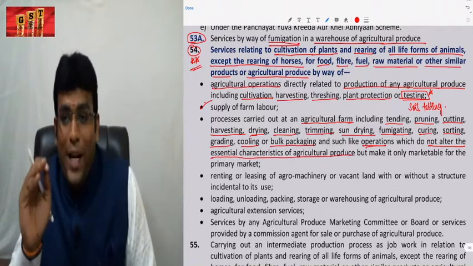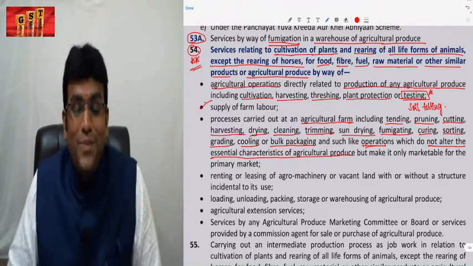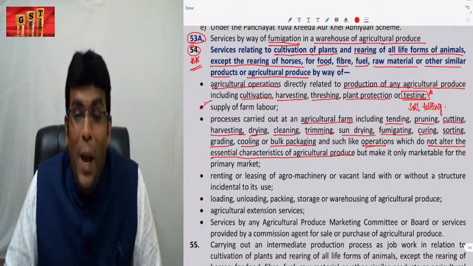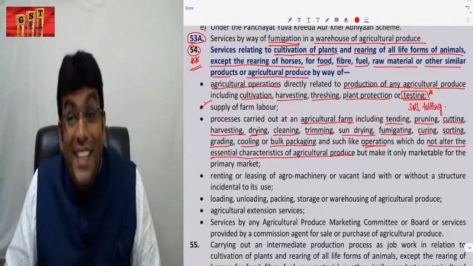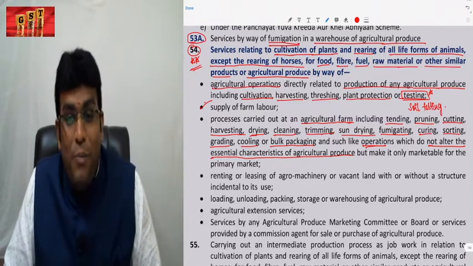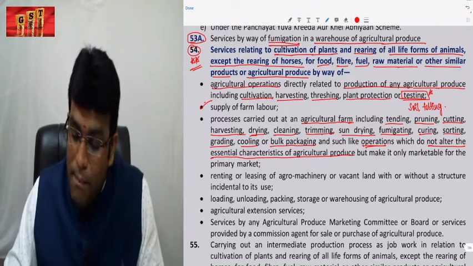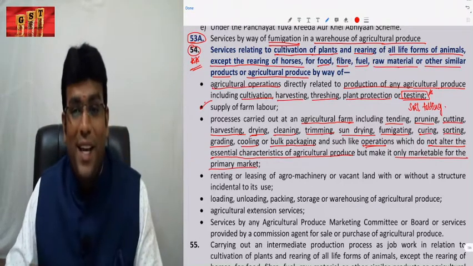That means tomato should be tomato only, but tomato should not become tomato ketchup. Potato should be potato only, but not potato chips. Tea leaves should be tea leaves only, but not tea powder. Coffee beans should be coffee beans only, but not coffee powder. But make it only marketable for primary market.